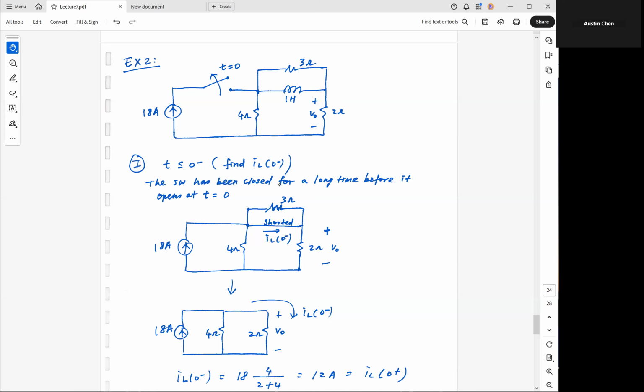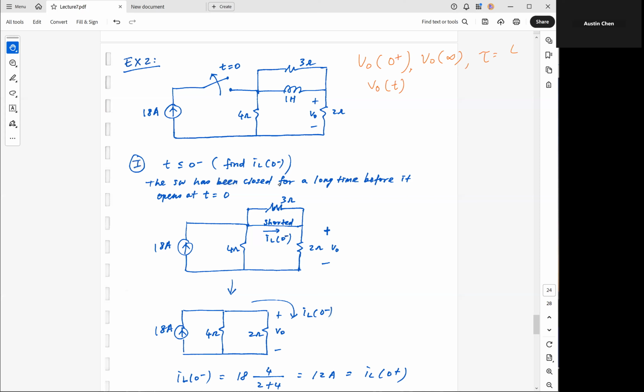But we still need to rely on this property of continuity so that we can find V0 at 0 plus. Remember the strategy, so let's look at the strategy here again. We need to find V0 of t. So to find V0 of t, I still need to find V0 at 0 plus, and I still need to find V0 at infinity, and I still need to find the tau.